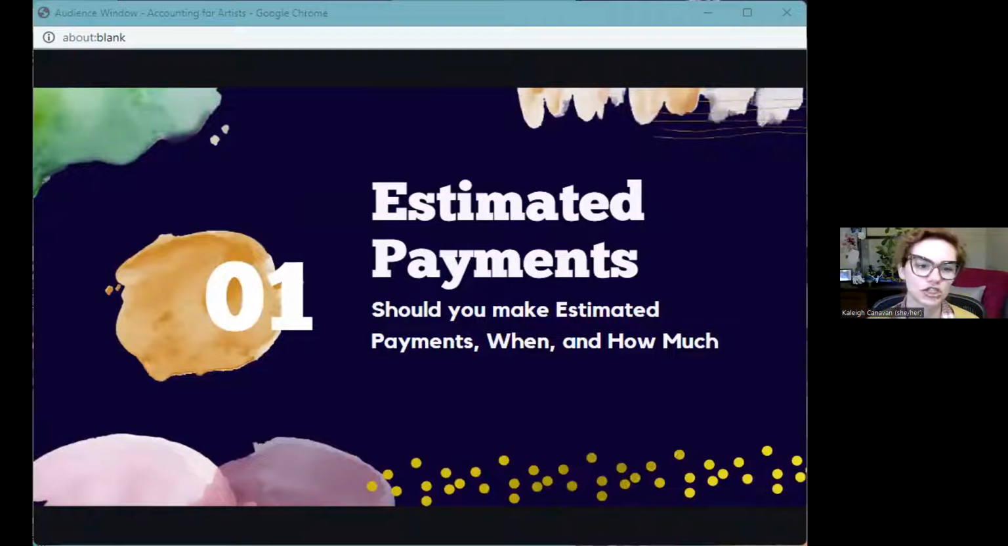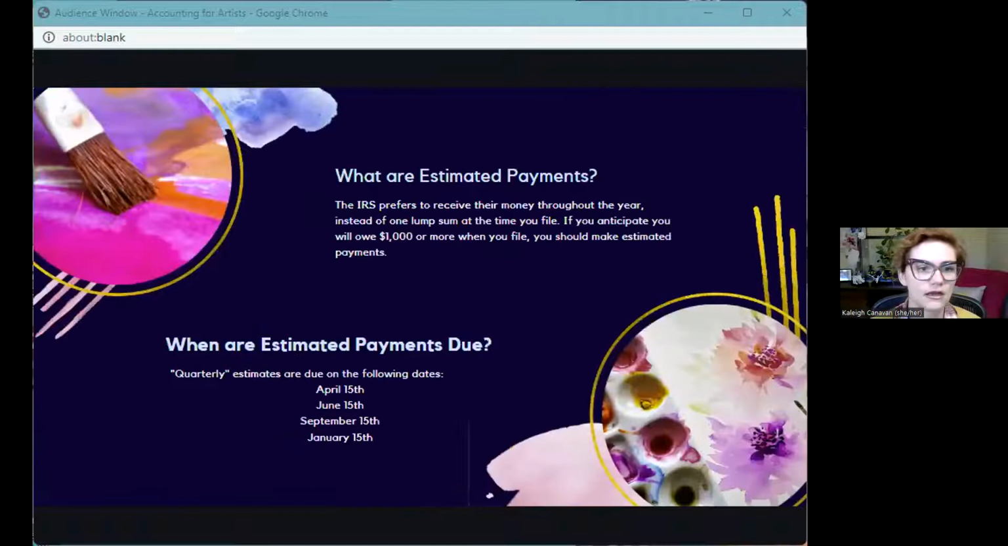That said, let's get into it. Estimated payments. Should you make estimated payments? When and how much? Estimated payments are frequently called quarterlies because in theory, you should be making them 4 times a year. The guidance on that is if you intend or anticipate that you will owe more than $1,000 in tax when you go to file your taxes in the spring, then you should probably consider making estimated payments.